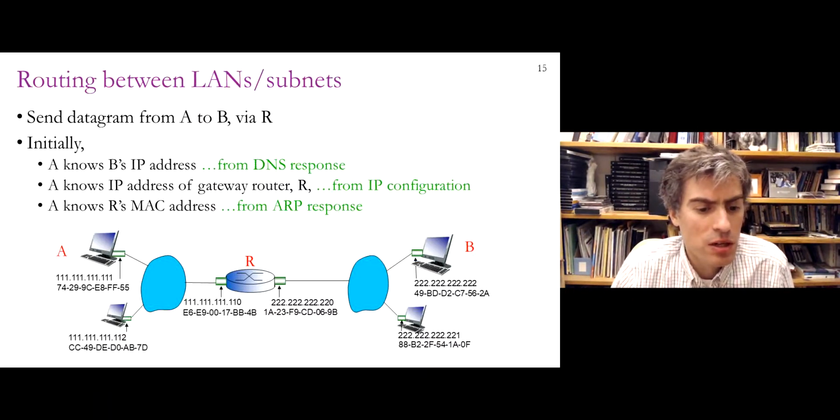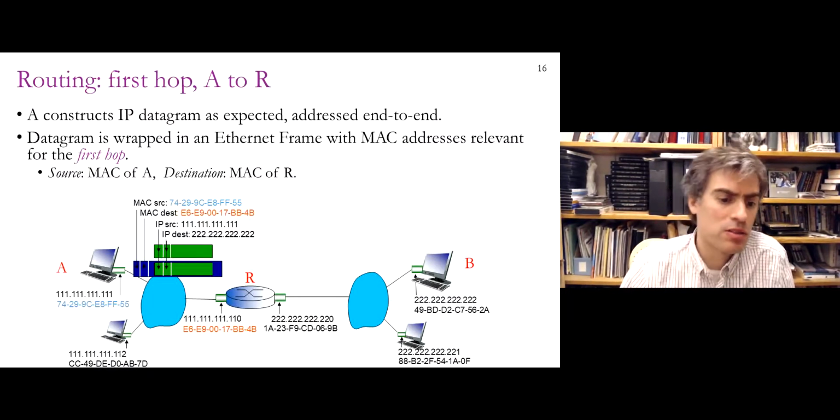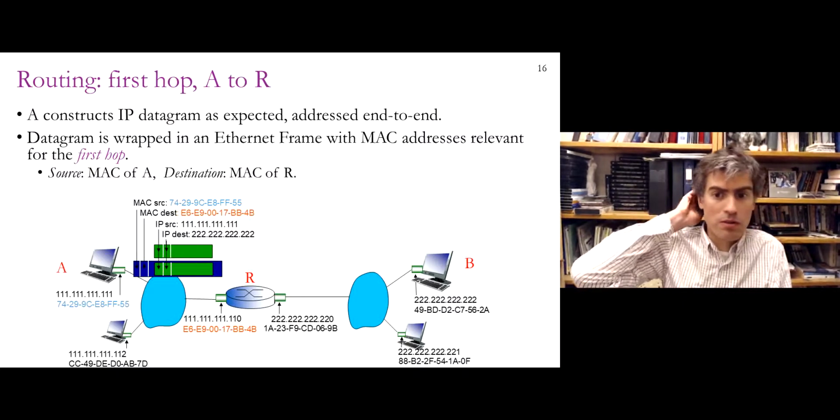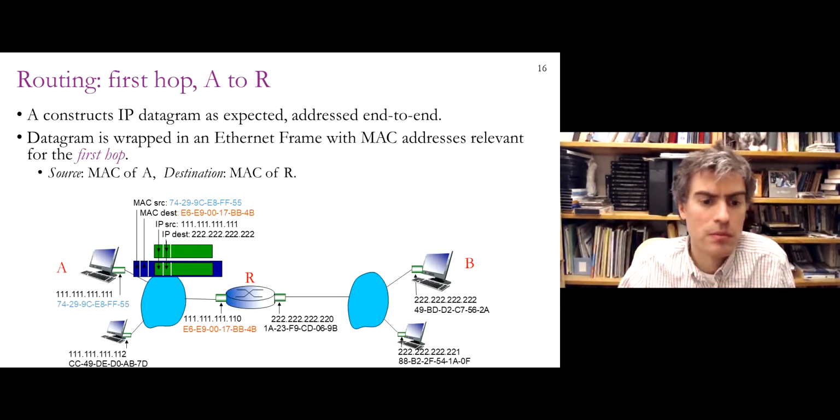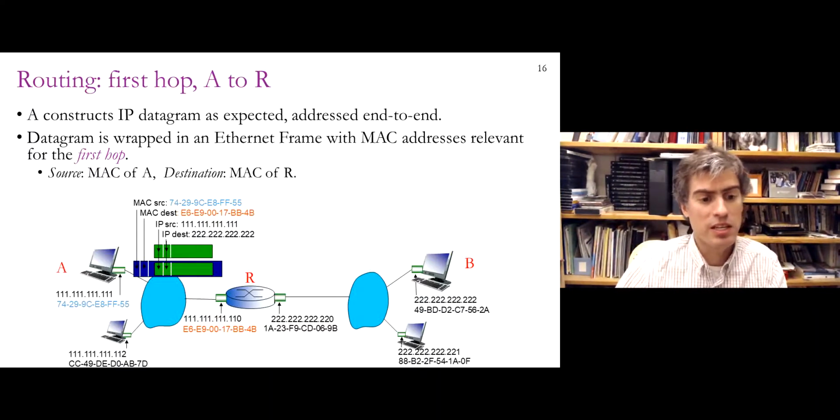A also needs to know its own MAC address, but that's hard coded from the factory, so it knows that. It needs to know the MAC address of the router that it's going to send this message to. It knows the IP address of the router, but it also needs to get the MAC address. It gets that from ARP, the Address Resolution Protocol. Once A has all that information, it can send its packet.